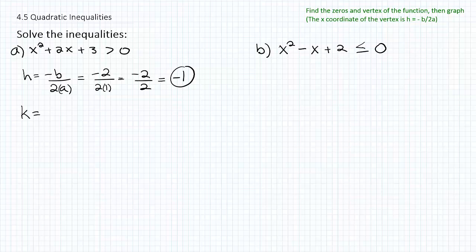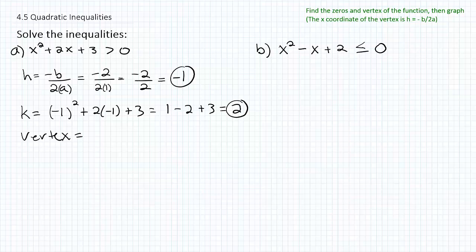So to get k, or the y-coordinate, we just do negative 1 quantity squared plus 2 times negative 1 plus 3, right? And when you do that, you end up with 1 minus 2 plus 3, or in other words, 4 minus 2, which is just 2. Okay, from there we have our vertex. So our vertex, then, is simply equal to the point negative 1, comma 2. All right, let's go ahead and plot that on our graph.